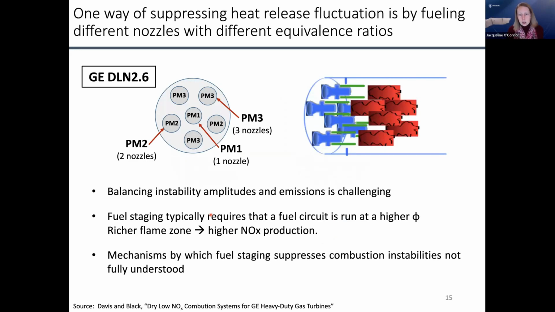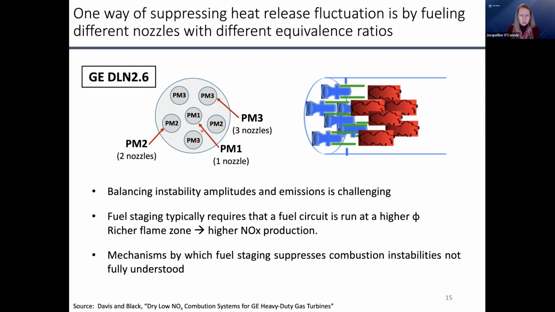Fuel staging is used in multiple combustor configurations, but the one that we're going to talk about today are can annular systems. So these are like the big heavy frame gas turbines, where in each can you have multiple fuel injectors. And these fuel injectors typically are hooked up to multiple different fuel circuits. So this example comes from a really nice report by Davis and Black out of GE about their DLN, dry low NOx, 2.6 injection system.